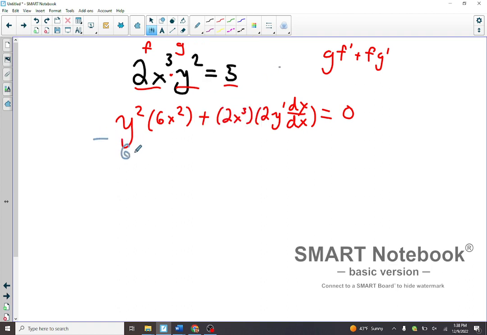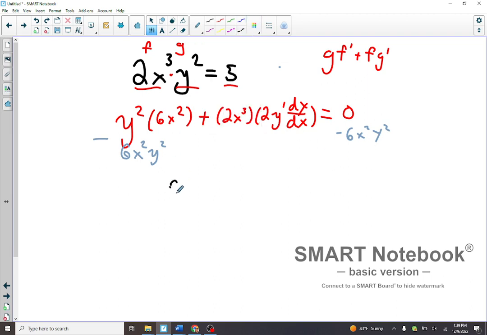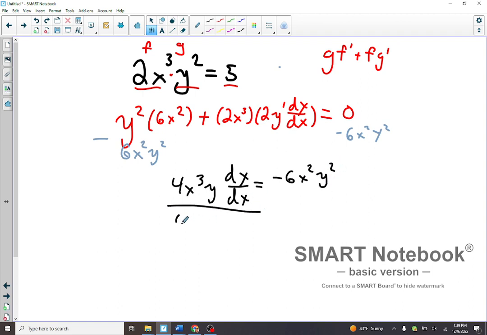I'll rewrite it as 6x squared y squared minus 6x squared y squared. So then I'm left with 2x to the 3rd times 2, so 4x to the 3rd, y to the 1 power, dy dx equals negative 6x squared y squared. Divide both sides by 4x to the 3rd y.